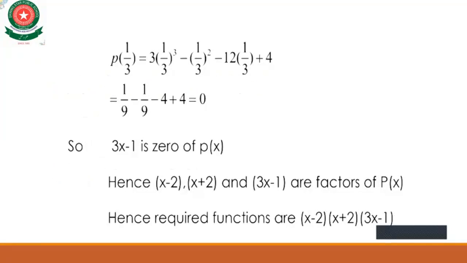So I have checked for plus minus 1 and plus minus 2. Your home task is here. You have to check the remaining possible zeros, plus minus 4 and also plus minus 1 by 3. So let's start from here. P of 1 by 3 is equal to, by replacing the value of x equal to 1 by 3, 3 into 1 by 3 cube minus 3 into, minus 1 by 3 whole square, minus 12 into 1 by 3 plus 4.